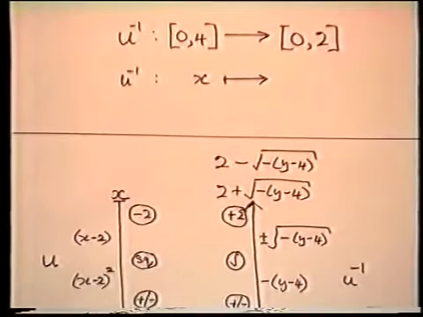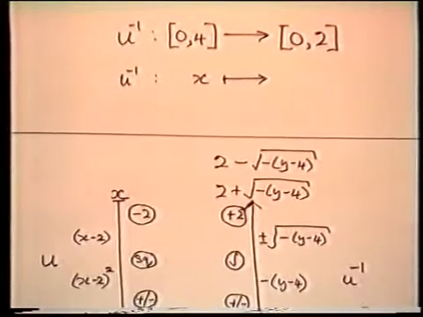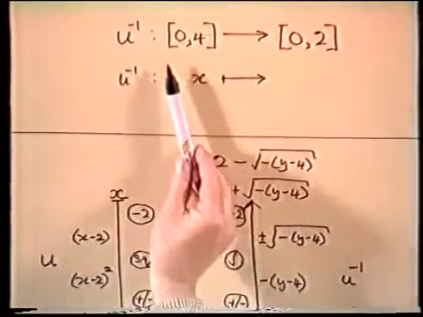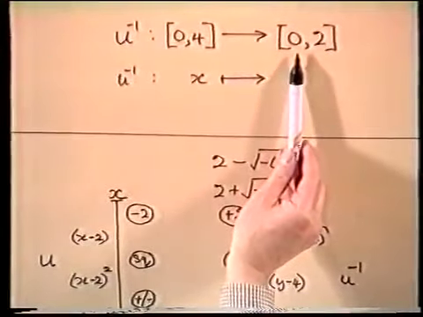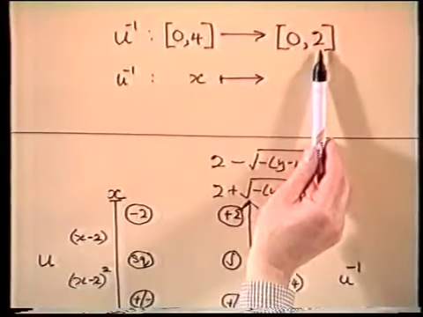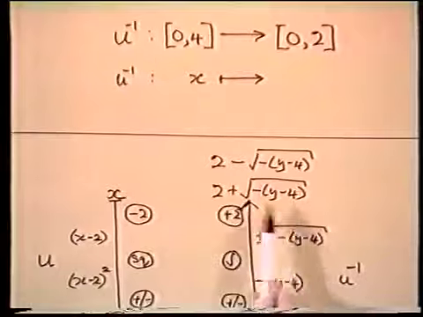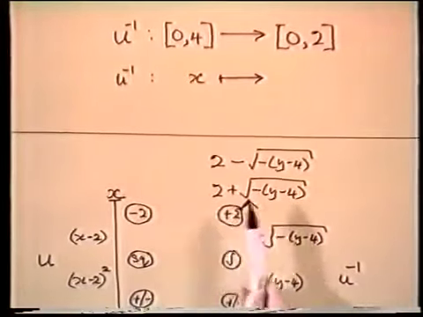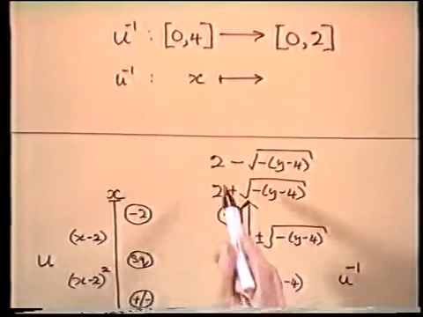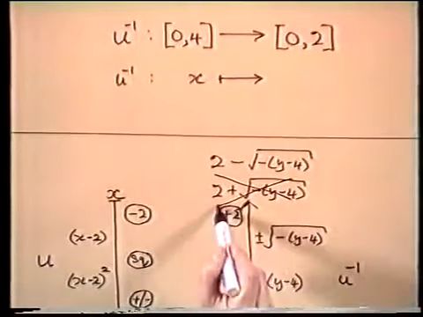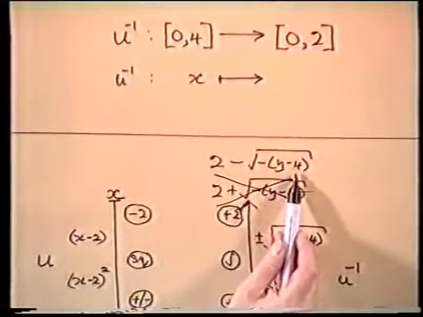Now, how do we pick which one of those we're looking for? Well, have a look back up here. The codomain of u minus 1, the inverse function, is 0, 2. Now, if you look at this expression, we've got 2 plus something. That'll take us outside the codomain. So that can't be giving us the values that we want. It must be this rule that we're looking for.